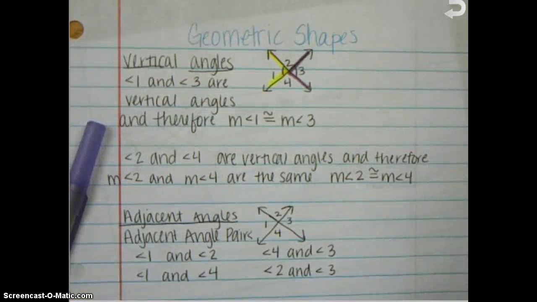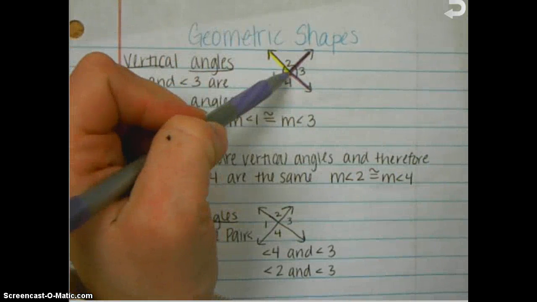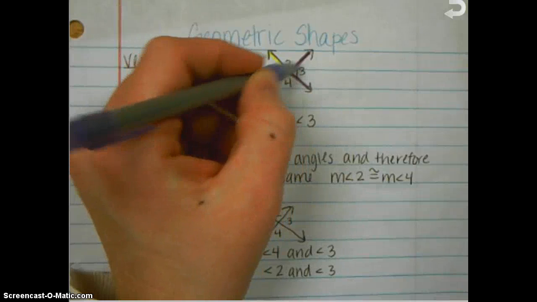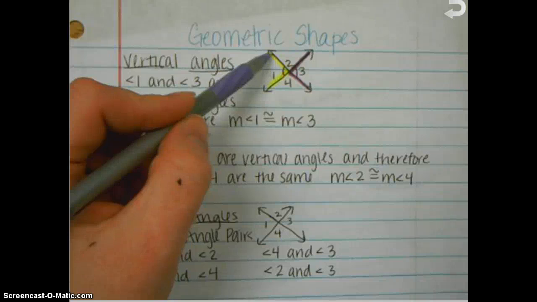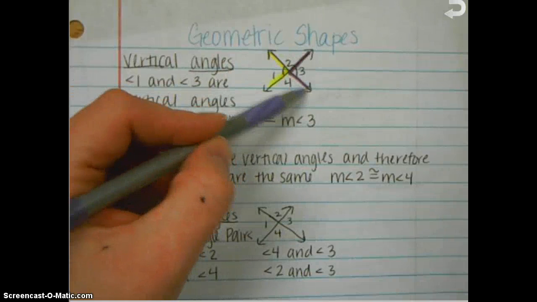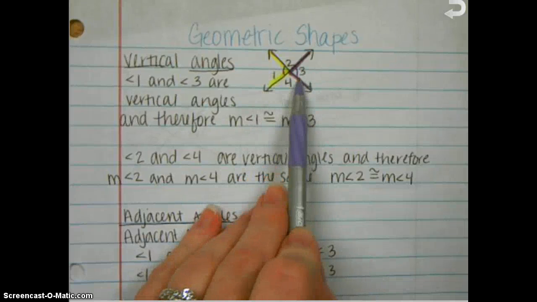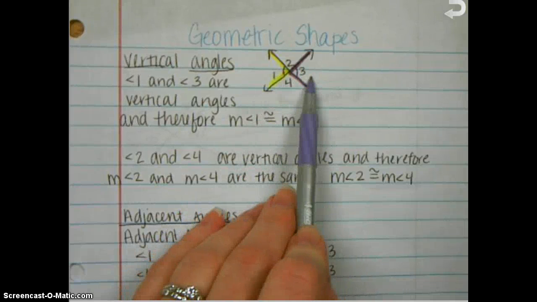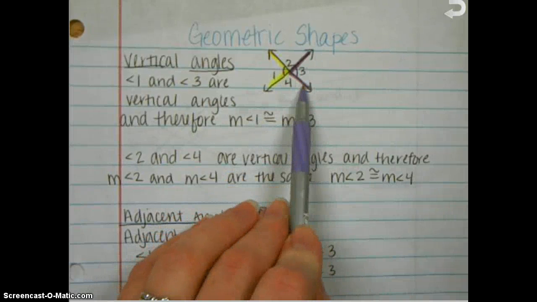So angle 1 and angle 3 are vertical angles, meaning that their angles have the same degree, and they share the same vertex. Basically, the bottom of the angle is the same for angle 1 and angle 3. And you notice the rays of the angle do not touch. So because angle 1 and angle 3 are vertical angles, they have the same measure. So however big angle 1 is, angle 3 is going to be the same.